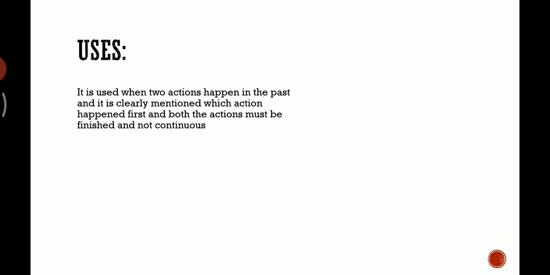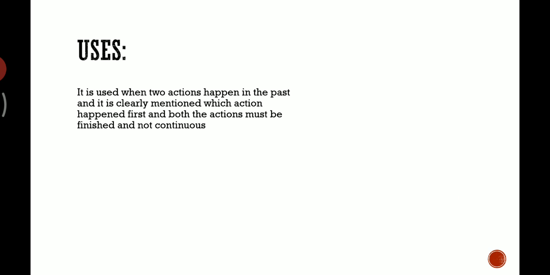Past perfect tense is used when two actions happened in the past. I repeat, past perfect is used when two actions in the past and it is clearly mentioned which action happened first. Both actions must be finished actions and not continued.